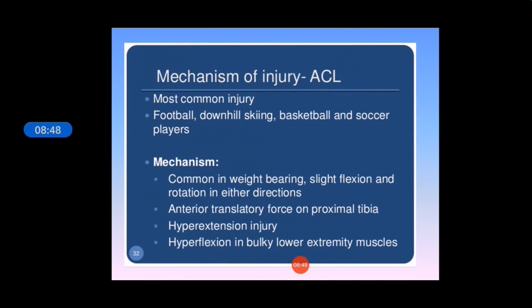So what are the mechanisms of injury for the ACL? The most common injury of any ligament of the knee is ACL injury, mainly seen in football players, downhill skiing, baseball players, and soccer players. The mechanism of injury is commonly a weight-bearing position, slight flexion and rotation in either direction, anterior translation forces on the proximal tibia, hyperextension injury, and hyperflexion in bulky lower extremity muscles.